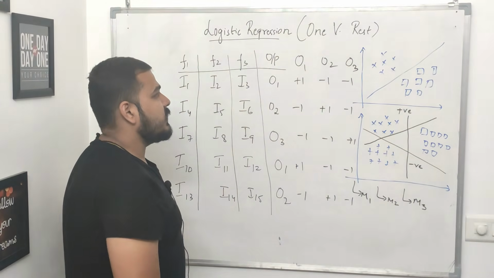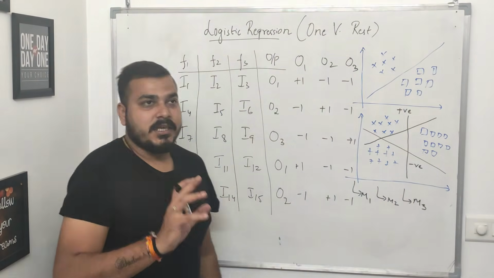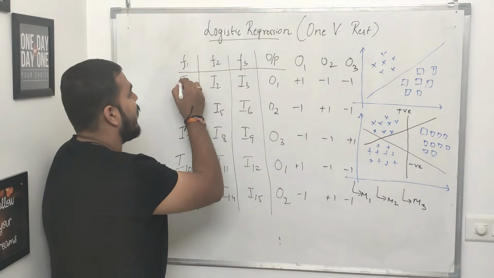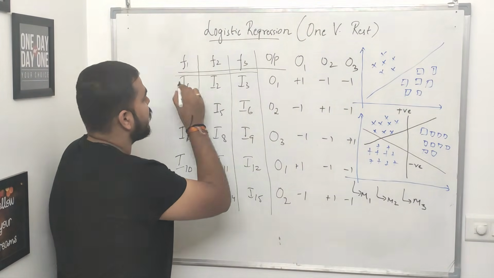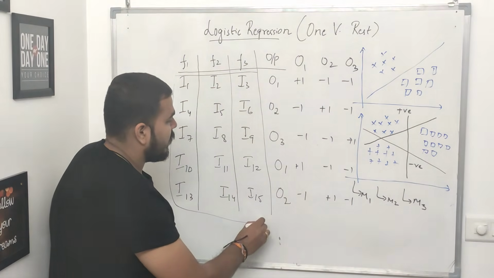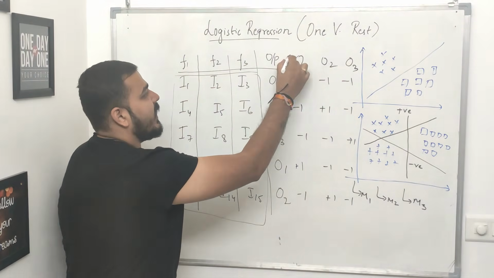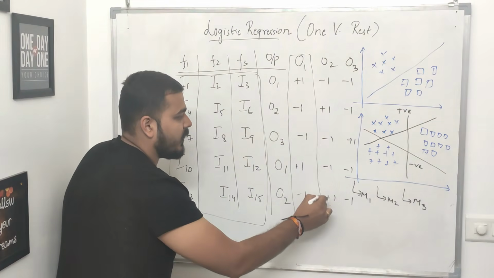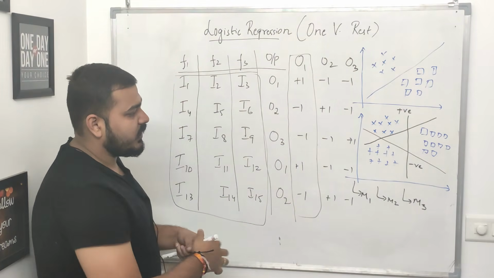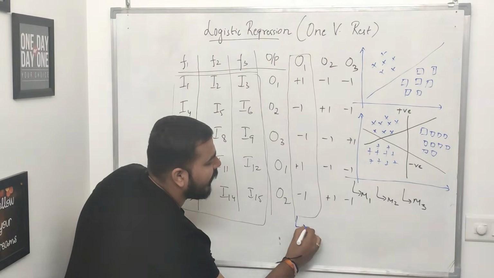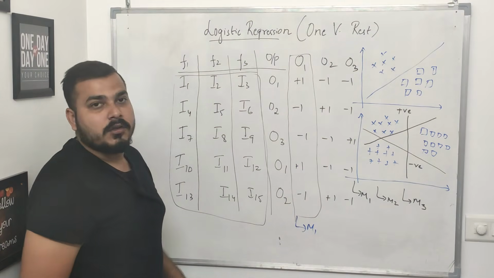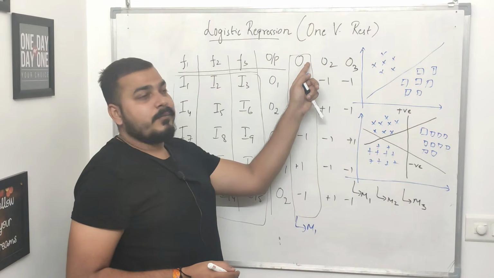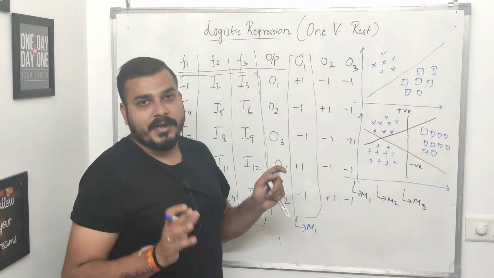Now considering this, logistic regression, when we are using one versus rest, the first model that it will create is going to take all the independent features. Apart from that, it will take this first output feature, which will be my output feature. Based on this, it will create the model M1. So the model M1 will be able to find out whether O1 is positive or negative.